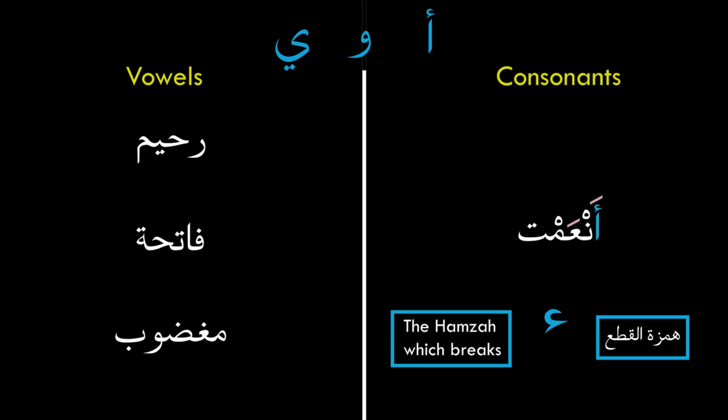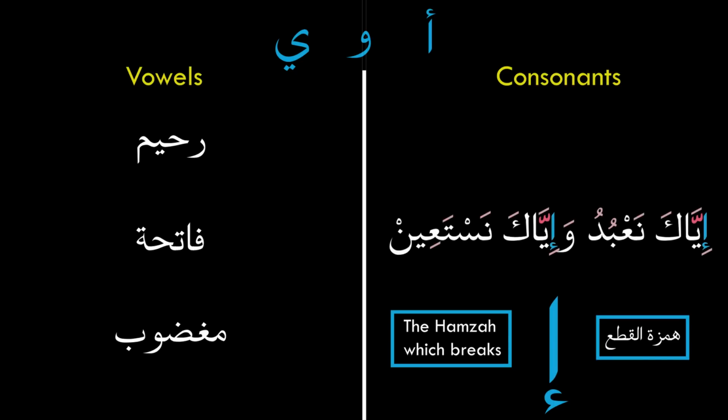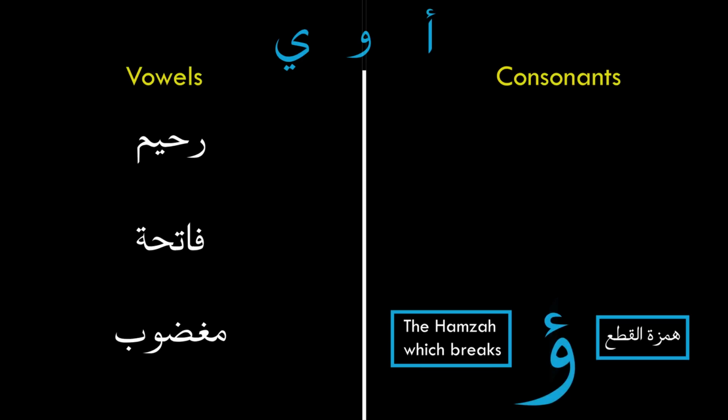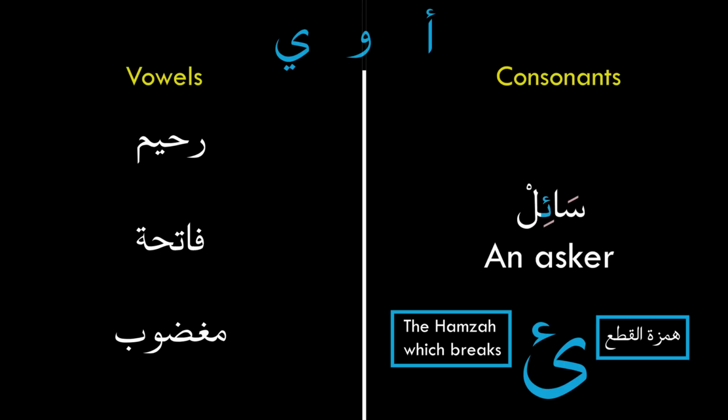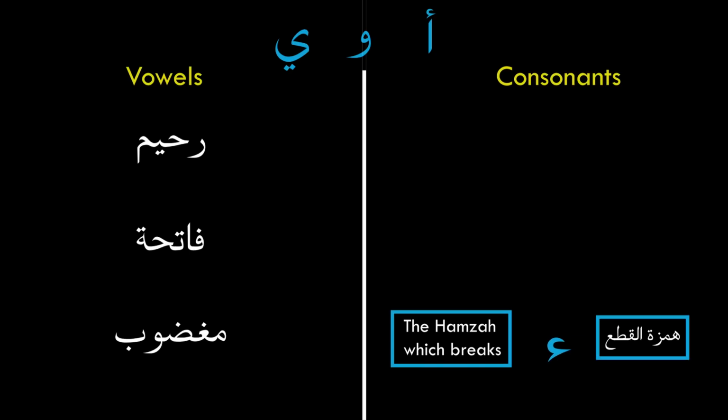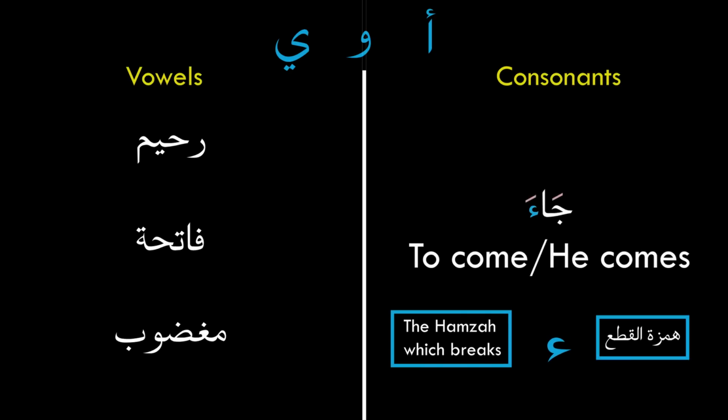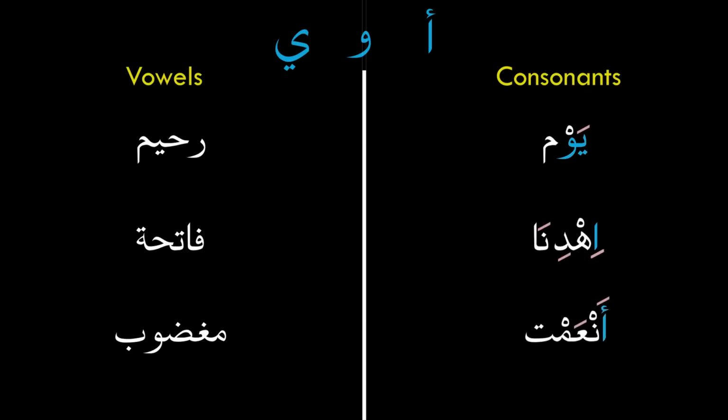You could see it above an alif, like in an'amta, below an alif, like iyyaka in iyyaka na'budu wa iyyaka nasta'in. You could see it above a waw, like mu'min, and above a ya, without its 2 points, like sa'il. And finally, you could find it on the line, like ja'a. And I'll make a special lesson about it, insha'Allahu ta'ala.